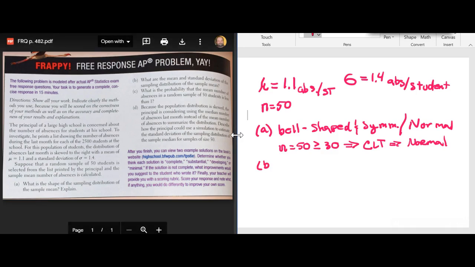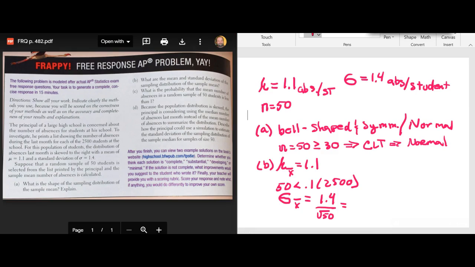Part B. All right, what are the mean and standard deviations of the sampling distribution? Well, since the mean is an unbiased indicator, the mean of the means in the distribution here will be the same as the mean of the population. And because I met the 10% criteria, because the sample size of 50 is less than 10% of the population, which is 2,500, I know that the standard deviation of the means is going to be equal to the standard deviation of the population divided by the square root of the sample size.